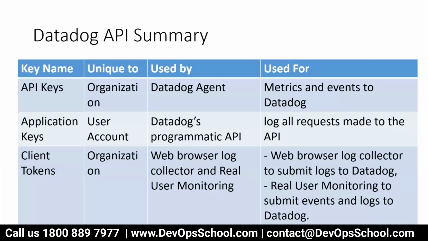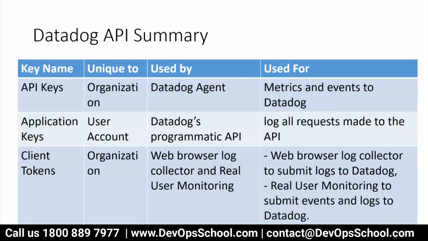Now, used by: the API key is used by the agent for metrics and events sent to Datadog. Application key is used for Datadog programming, API programming, and logs all requests made to the API. Client token is unique to organization and is used by the web browser log collector and RUM: the web browser log collector submits logs to Datadog, and RUM submits events and logs to Datadog. Are you all understanding?